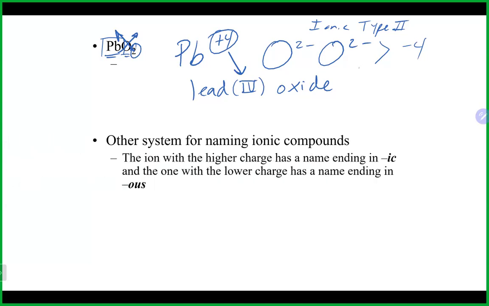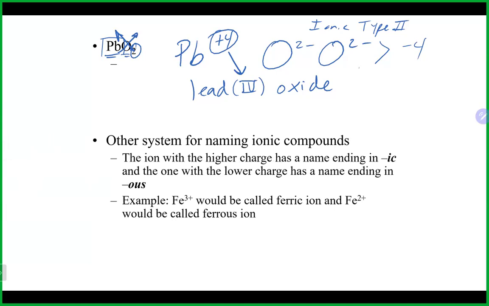Other names for this: there is an older way of naming these type 2 compounds. We're not going to really use the older names in this class. We will strictly use Roman numerals for type 2, but sometimes people will still use the old names, especially for iron and copper. In the older way of naming, you use the root of the historical name, and the one with the larger charge would end in -ic. The one with the smaller positive charge would end in -ous. So iron 3 would be ferric, and iron 2 would be ferrous. Same thing with copper: cupric and cuprous are sometimes still used, but we will not use those names.